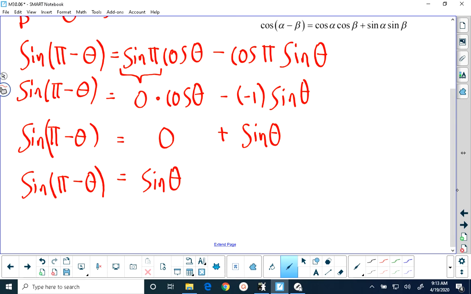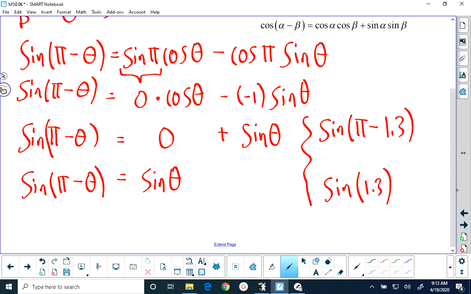And you could check this out on your calculator. I'm not going to do this, but you could take sine of pi minus 1.3 rads and calculate it, and then you could just take sine of 1.3 rads, and what you would discover is you get the exact same thing.